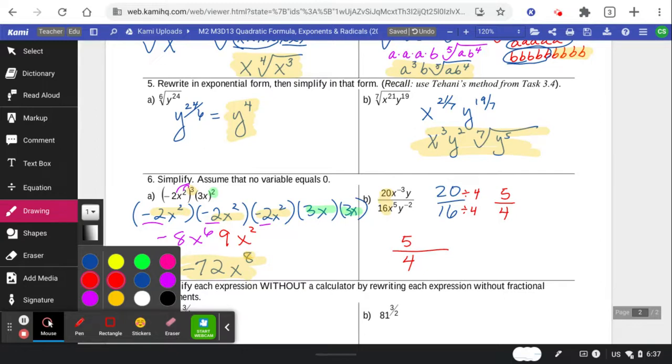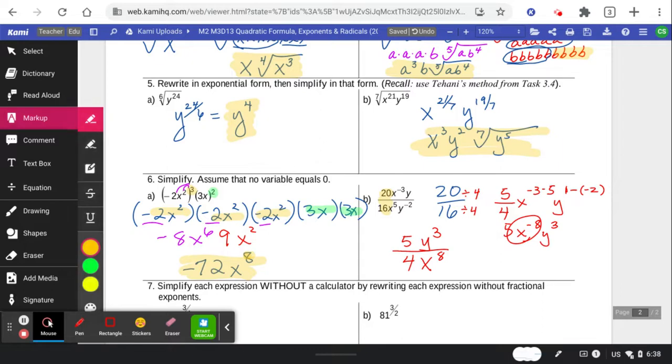Okay. Then we've got x to the negative 3 minus 5. And then we've got y to the first power minus a negative 2, which essentially is going to turn into plus 2. So 5x to the negative 8, y to the third, because 1 plus 2 makes 3. So my final step, this negative exponent needs to move downstairs, and the y to the third stays on top. How'd you do?